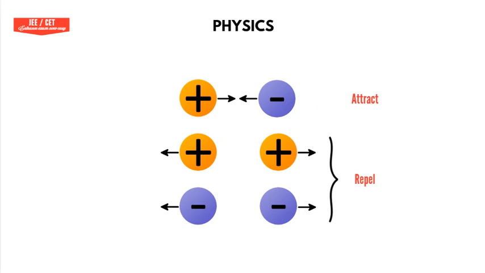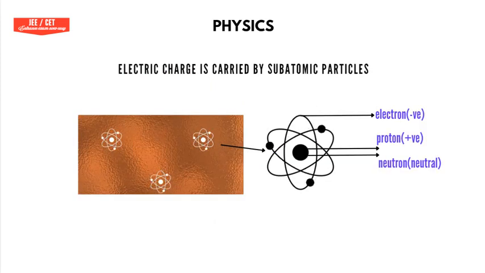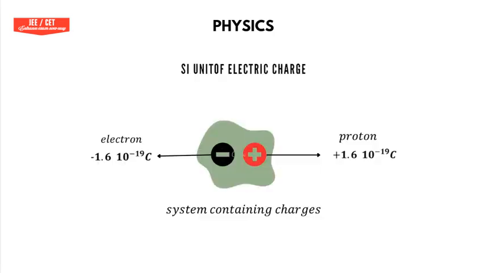Electric charge is carried by subatomic particles. For example, electrons carry a negative charge, protons carry a positive charge, neutrons have no charge and they are neutral. The unit of electric charge in the International System of Units is the Coulomb. The charge of a single electron is approximately minus 1.602 × 10^-19 coulombs.